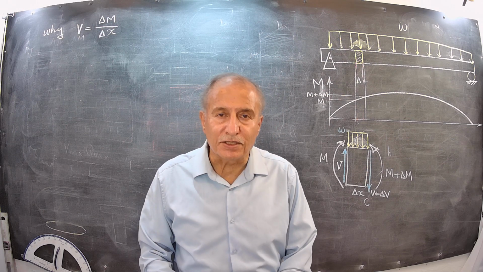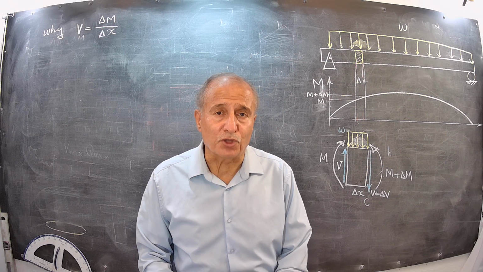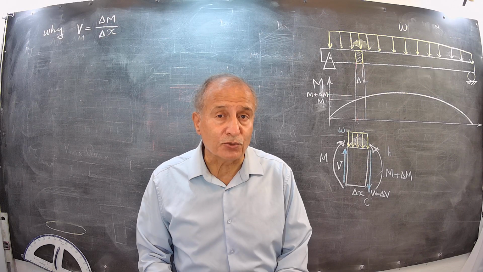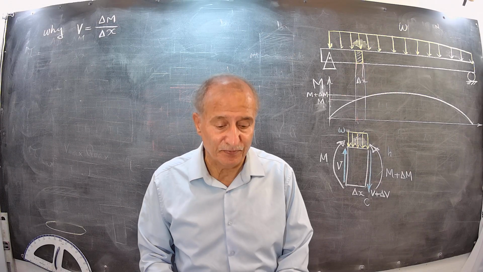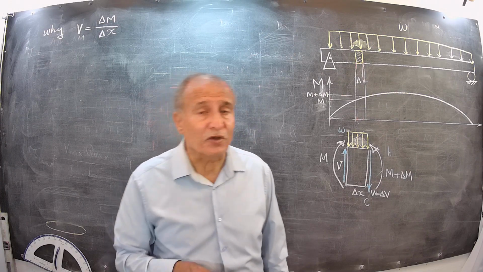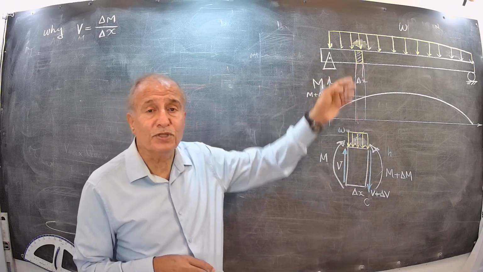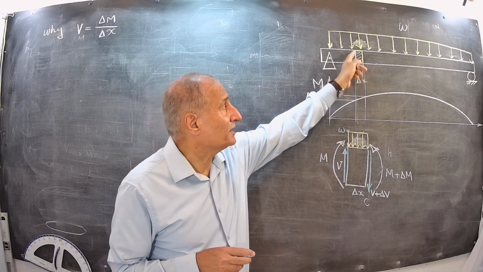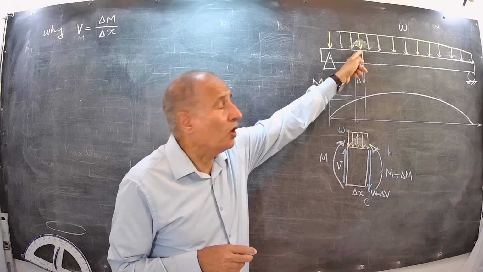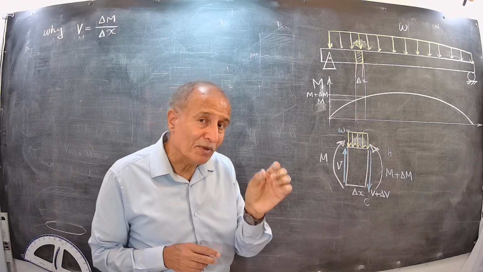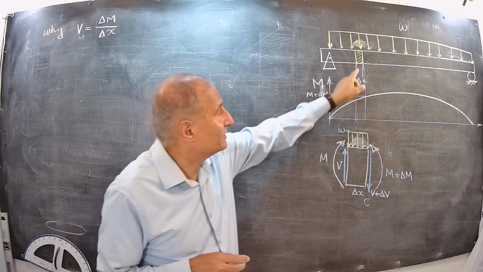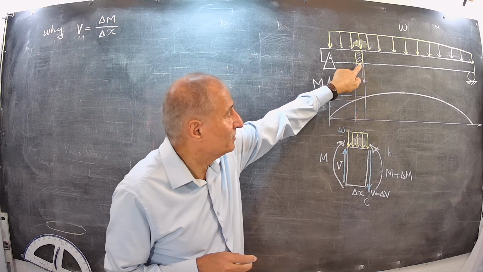Hi. In this session, I just want to talk about how shear force in a beam is equal to the change in the bending moment with respect to x. Consider here a beam under uniform distributed load, and I select a very small, tiny length of the beam, an element of the beam, incremental length of the beam, as delta x.